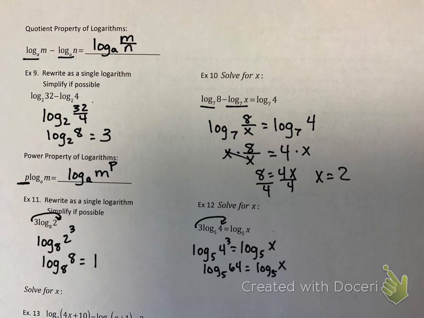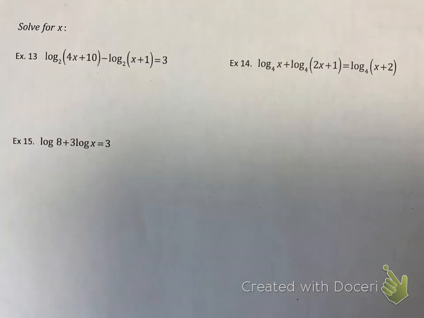Since the bases are the same, then 64 is equal to x. Okay, so here's how you can use the power property. Now, let's look at some of them together. So we're just going to solve some where we have some values and we want to solve.